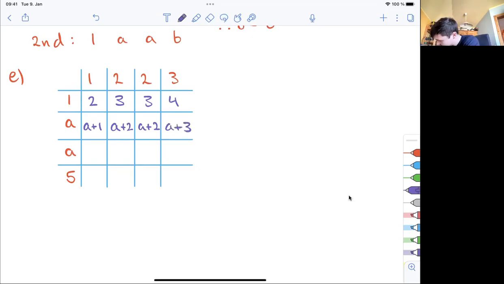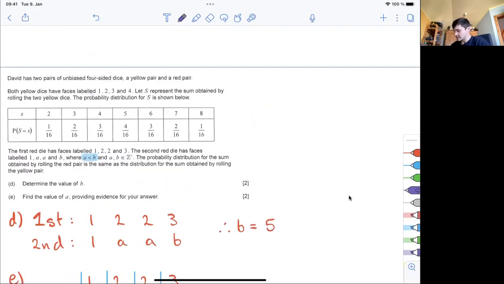Equally, this line is going to be exactly the same: A plus 2, and then A plus 3. And then lastly, we can put in 6, 7, 7, and 8. And so we have 16 possibilities in our table, which is correct from our probability distribution table, which I'm also going to bring down as well.